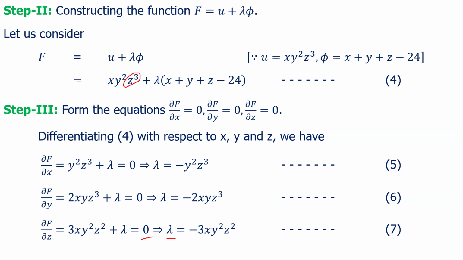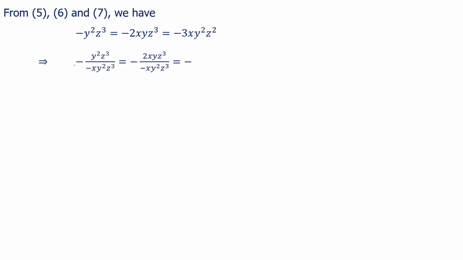Now, using all three equations, let us equate them from 5, 6, and 7. We have minus y square z cube equal to minus 2xy z cube is equal to minus 3xy square z square. Now, dividing this whole equation by xy square z cube, this minus will cancel, this minus will cancel, and the common factors cancel out.